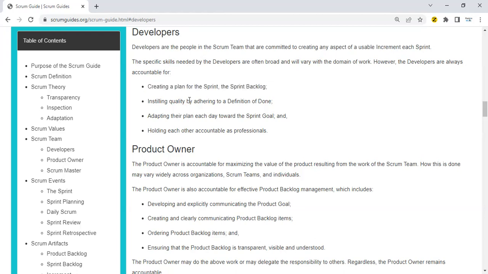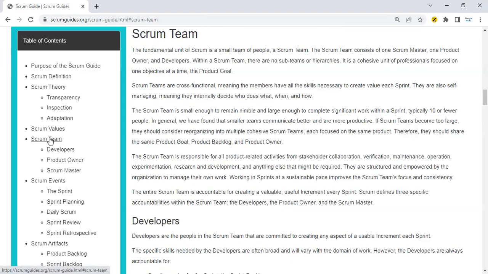They instill quality by adhering to a definition of done, which they decide on, adapting their plan each day towards a sprint goal, that's the team, and holding each other accountable as professionals. So the product owner is not the person holding the team accountable. No, the team holds itself accountable. The developers hold themselves accountable. And if you take a look at the Scrum team as an organism, well, the Scrum team holds itself accountable. So now you've understood the interrelationship between product owner, developers, product owner, Scrum Master, product owner, and the 5 events.